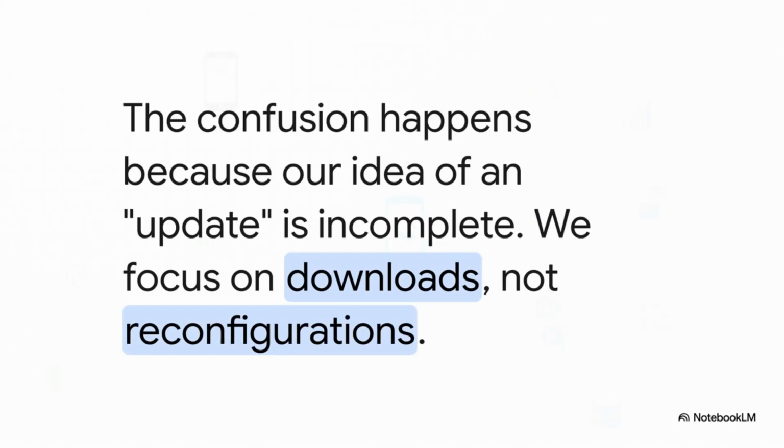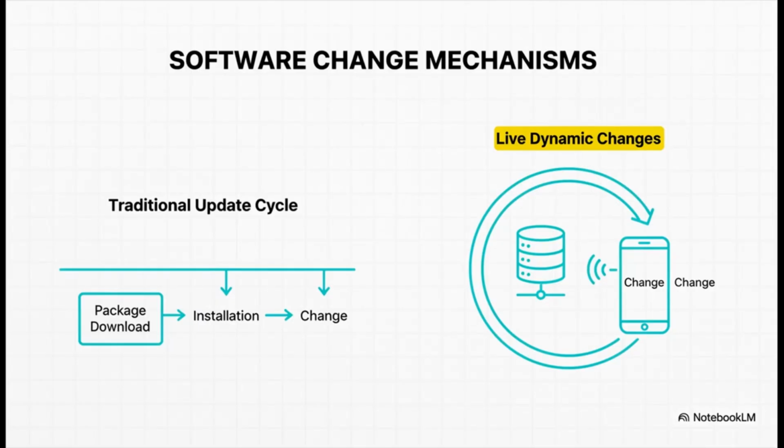So the whole mix-up happens because our idea of what an update is was just incomplete. We think of it as downloading new stuff. We don't usually think about the stuff we already have being changed remotely. So in the end, the app wasn't ignoring your settings at all. It was just playing by a different set of rules that allow for live changes outside of that normal update process. And that explains why the software behaved the way it did.